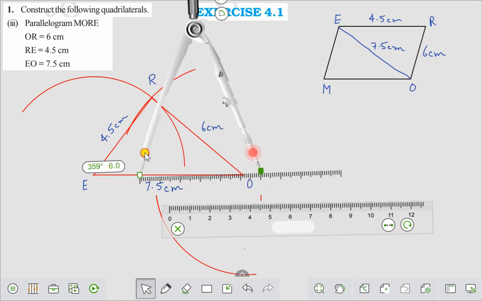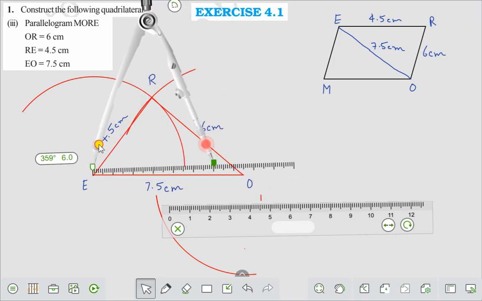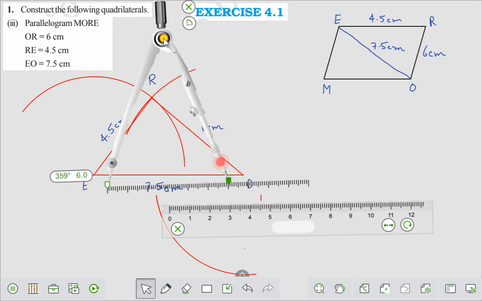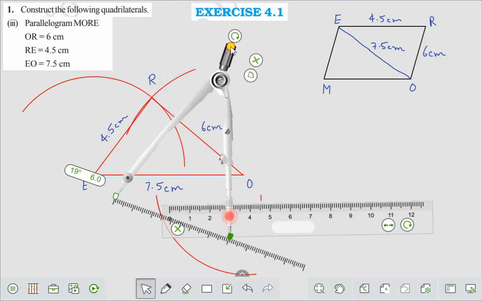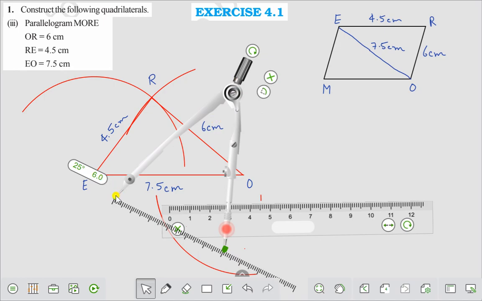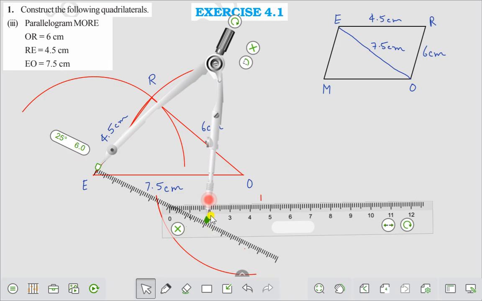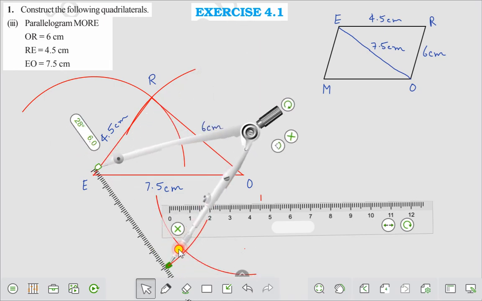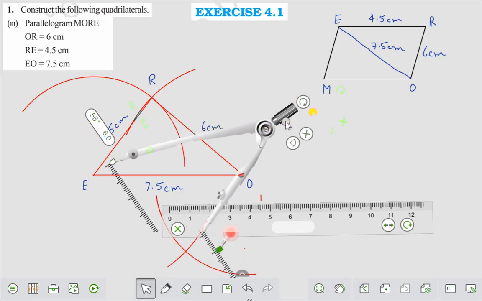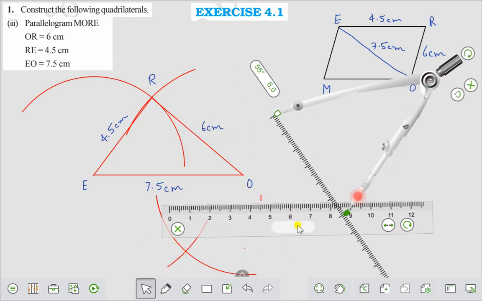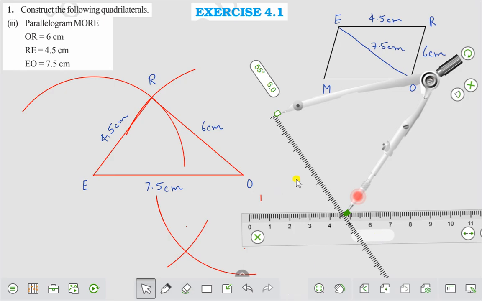And with this pointer, take the pointer at point E and make an arc here. That is 6 centimeter. We know that in a parallelogram, the opposite sides are parallel and equal.